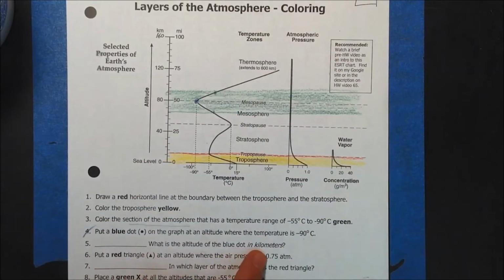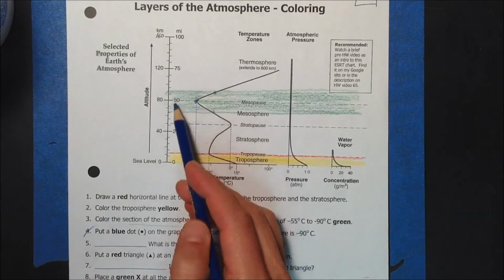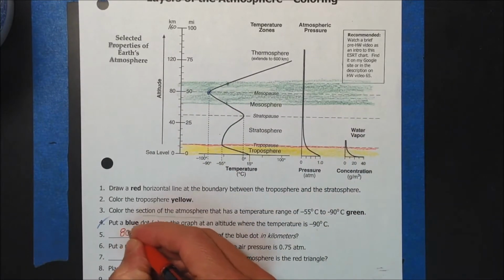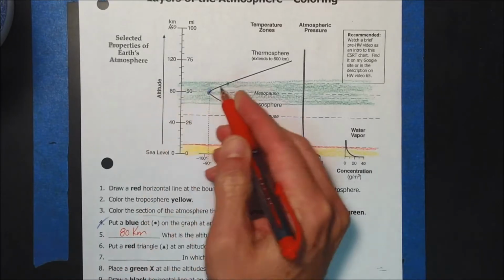What is the altitude of the blue dot in kilometers? Well, you got to realize this is miles, that's kilometers. Answer, 80 kilometers. Don't get those scales mixed up.